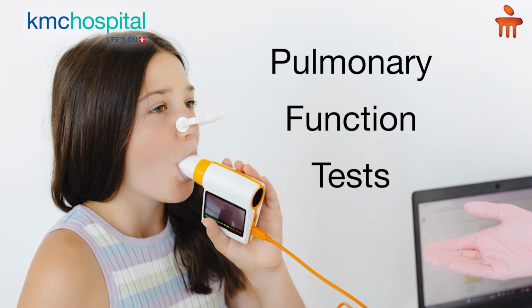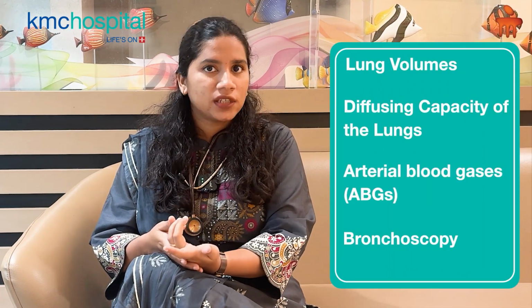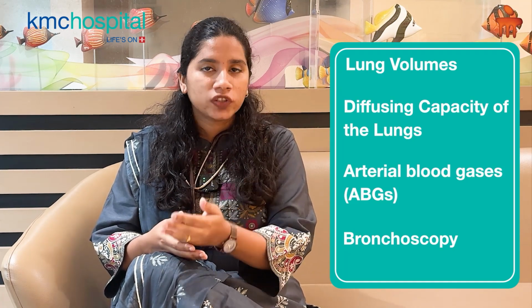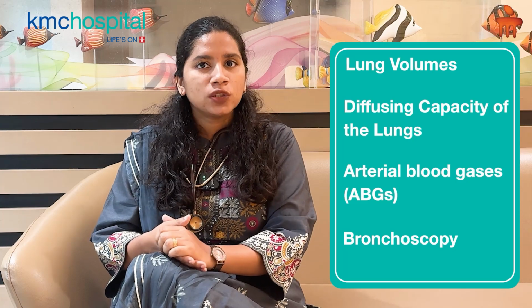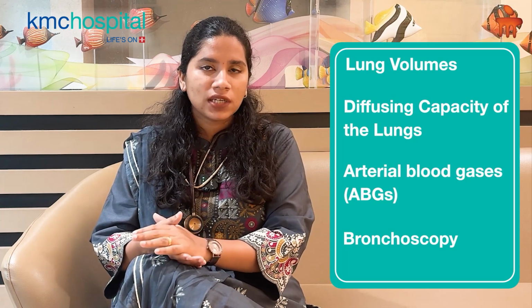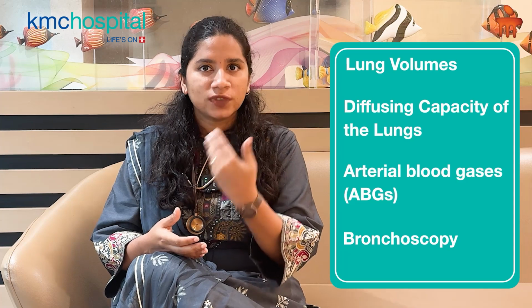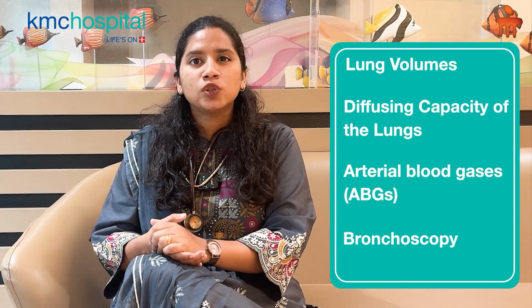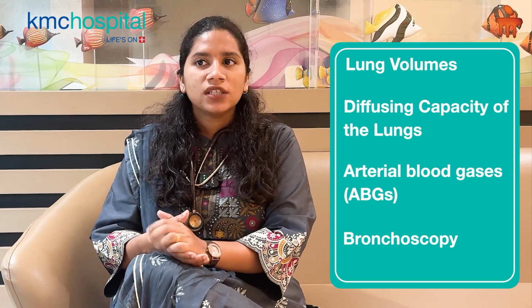The next test that has to be done is the pulmonary function test. This involves an array of tests which include lung volumes, diffusion capacity of the lung to check for hypoxia, arterial blood gases to rule out how much oxygen is present in the blood vessels, and also a 6-minute walk test, that is, a person is made to walk for a certain duration and distance to measure his capability. This might also need bronchoscopy in some cases. This is done to rule out any underlying etiology which can be treated.